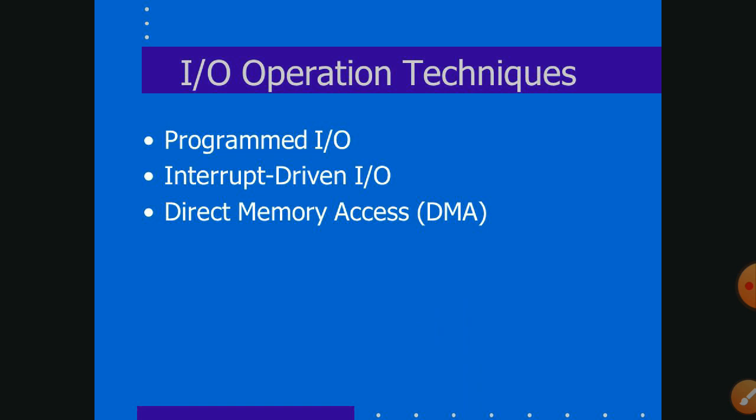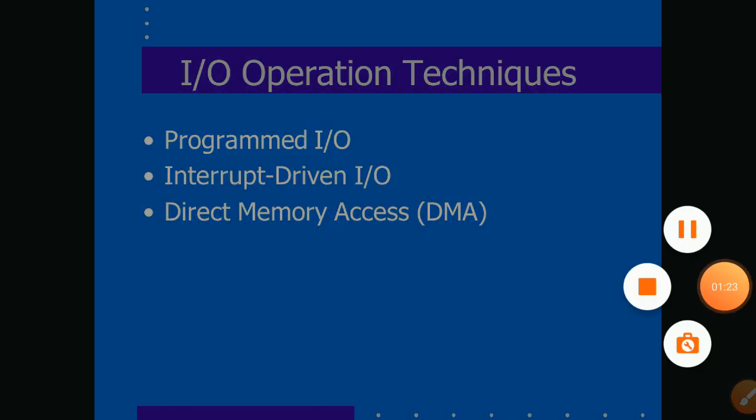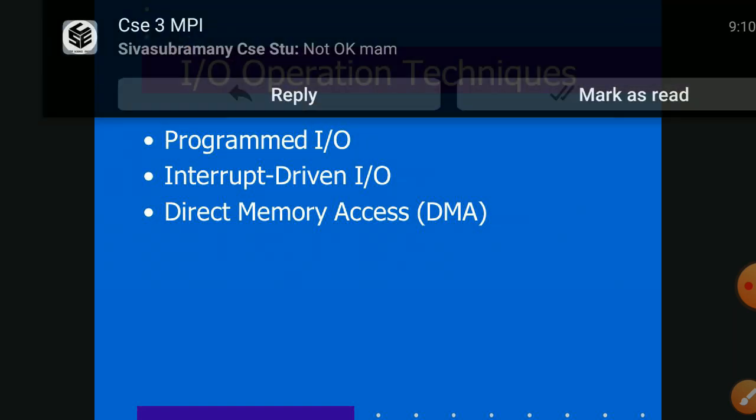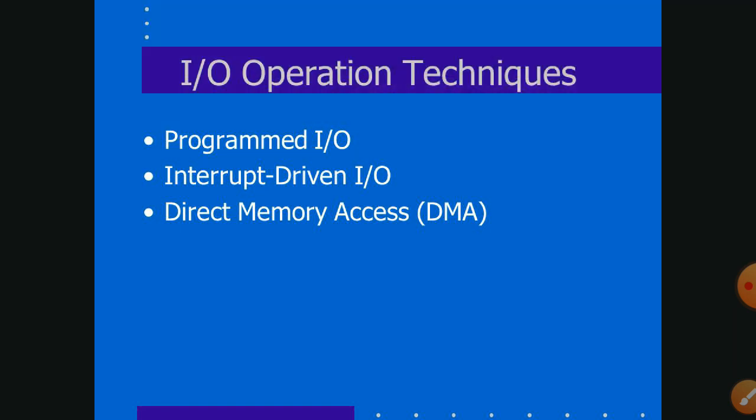Such a transfer is called IO transfer. How any input or output device sends data to the processor for its operation is called IO data transfer. The different techniques that we use for IO data transfer are the IO operation techniques. If any IO device wants to transfer its data, the first three techniques are programmed IO, interrupt driven IO, and direct memory access.